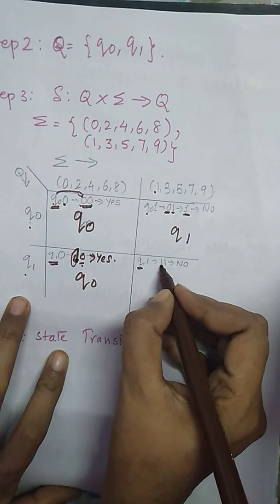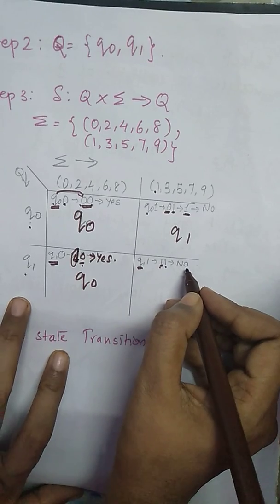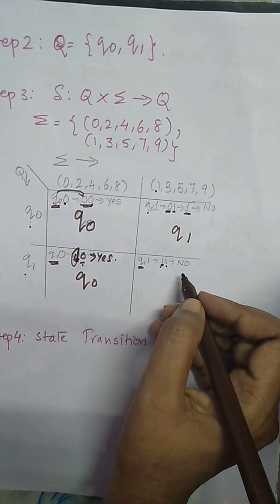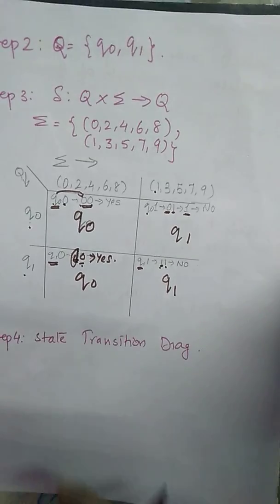Now Q1 with the next bit as 1. Q1 represents previous remainder as 1 with the next bit as 1, which will make number 11. Number 11 is not divisible by 2. Which state represents no answer or the remainder 1? Remainder 1 is represented by state Q1.